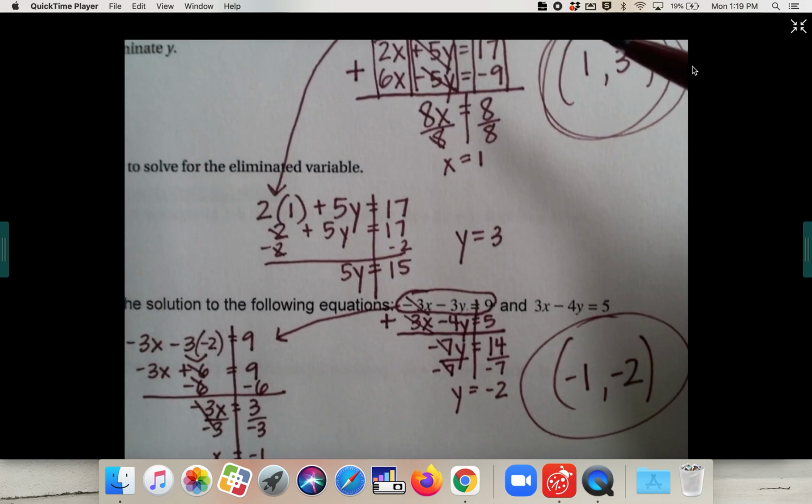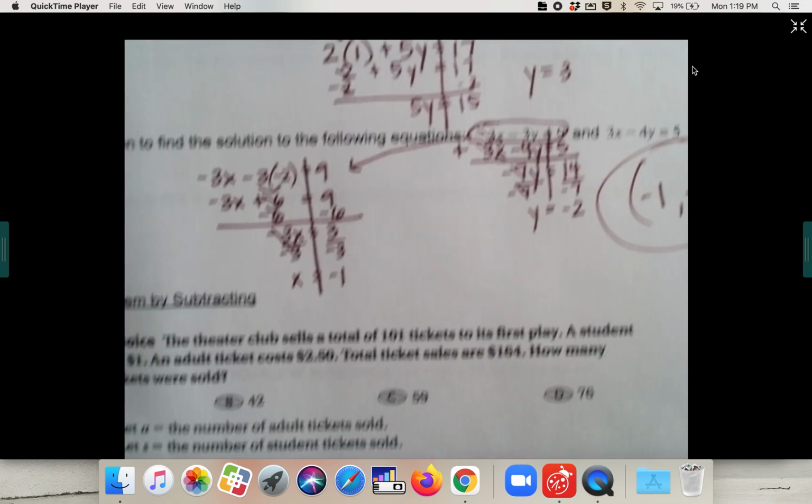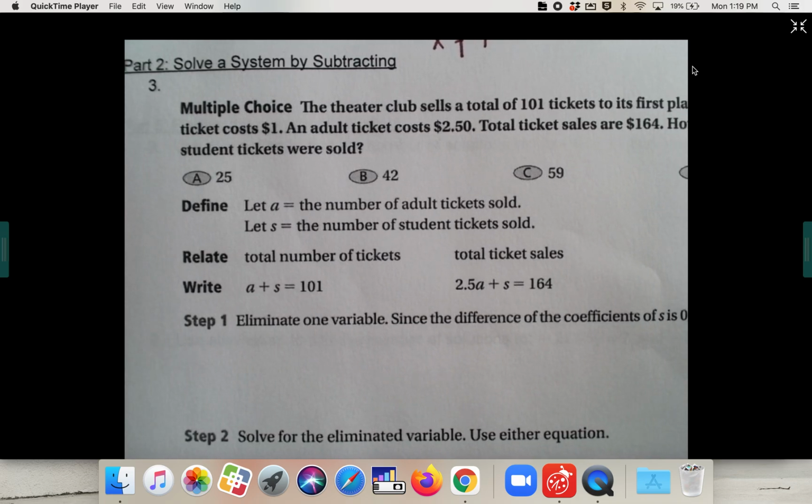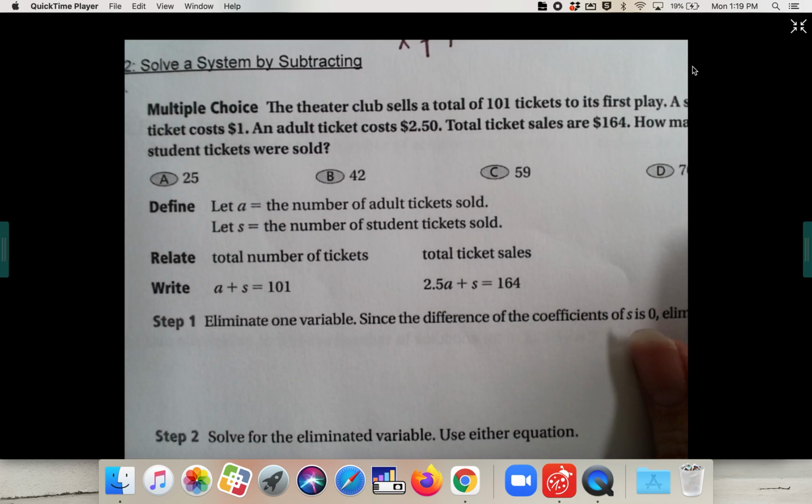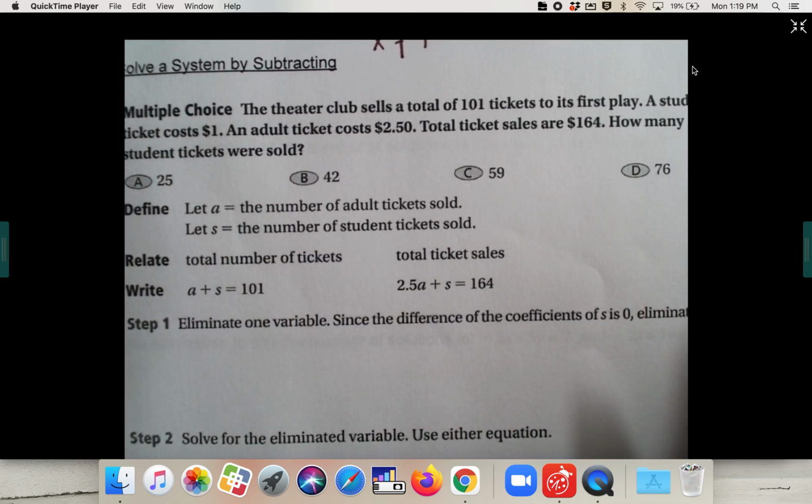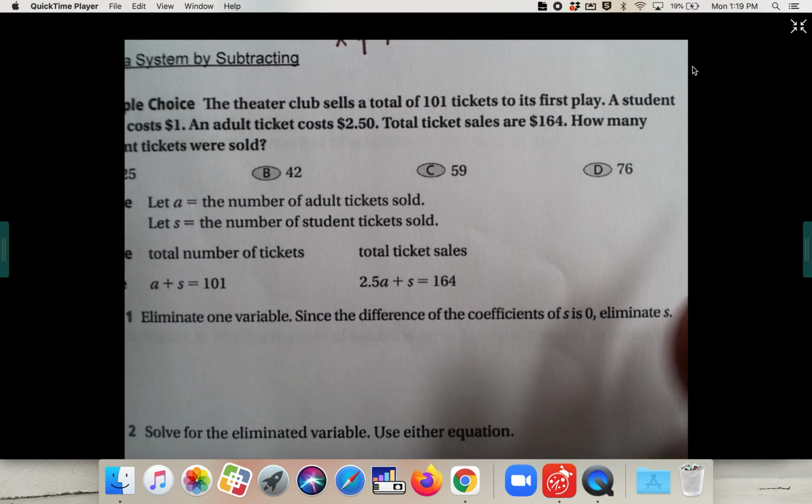Okay, both of those were examples of how you would add to eliminate, and now we're going to move on to talk about how you would subtract to eliminate. This is a multiple choice. It's a big word problem, but let's go over it real quick.